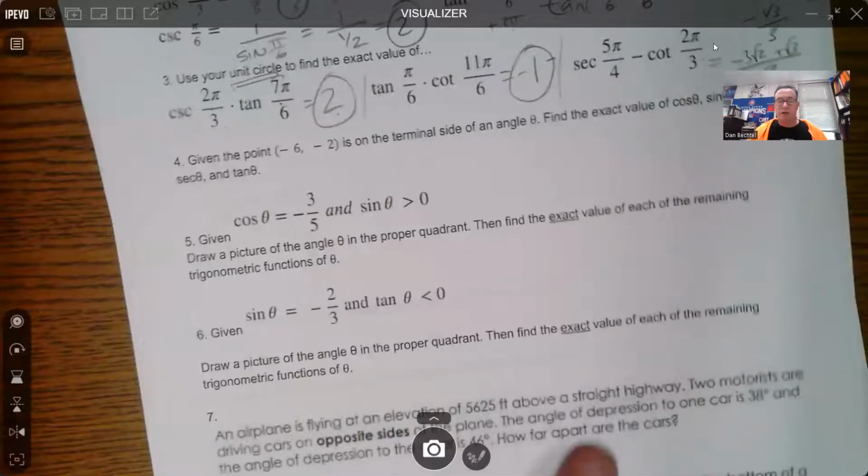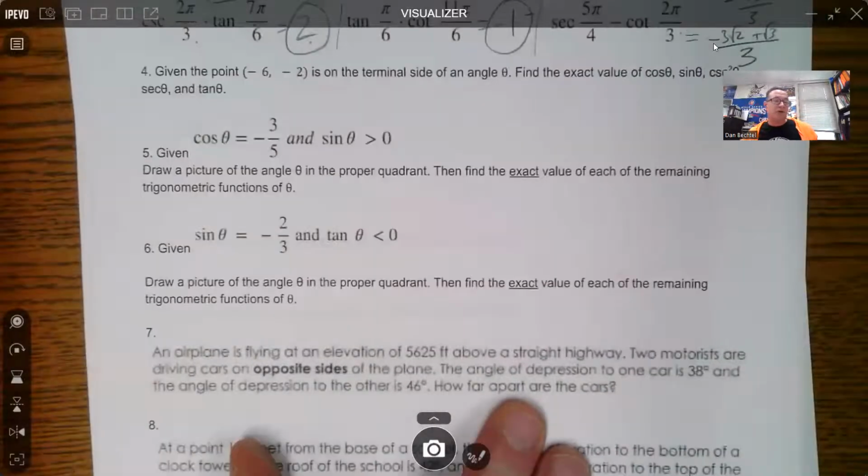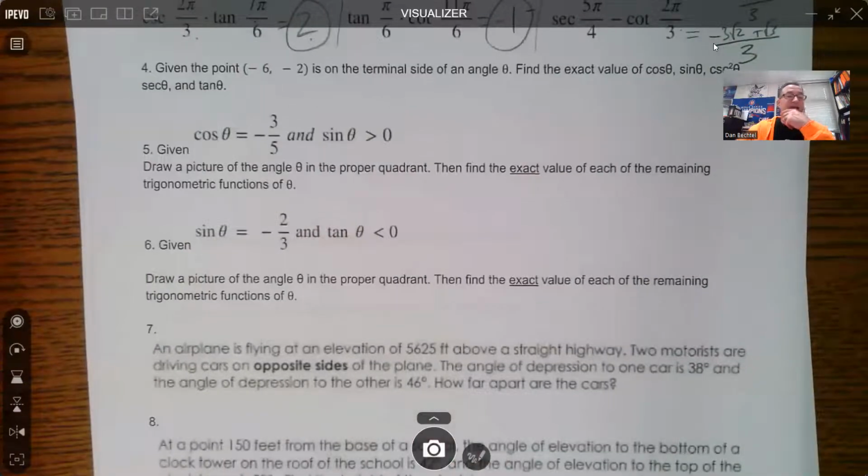Hey guys, welcome back. We are now doing problems 4, 5, and 6, which we're going to call find the angles. Find the values of the angles once we know where things are at. This actually isn't going to be too terribly bad for each of the different things.